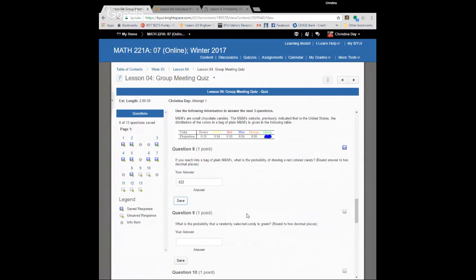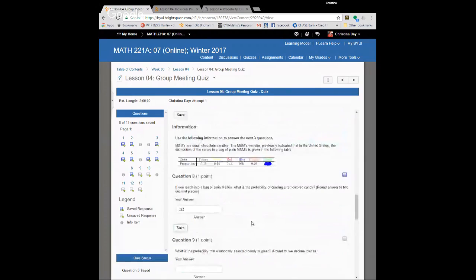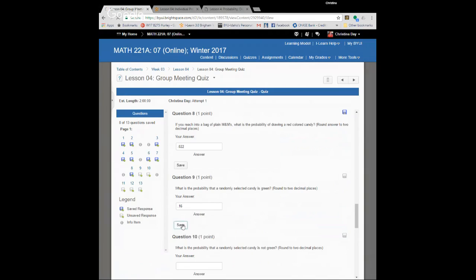Okay, what is the probability that a randomly selected candy is green? Well, that's easy. Just take 1 minus 0.13 minus 0.14 minus 0.13 minus 0.24 minus 0.20. 0.16? That's what everybody else got? I'm double checking right now. Yep. And then we divide that by 6, correct?